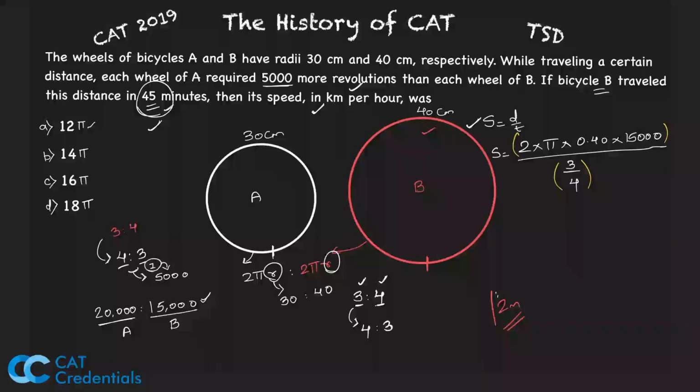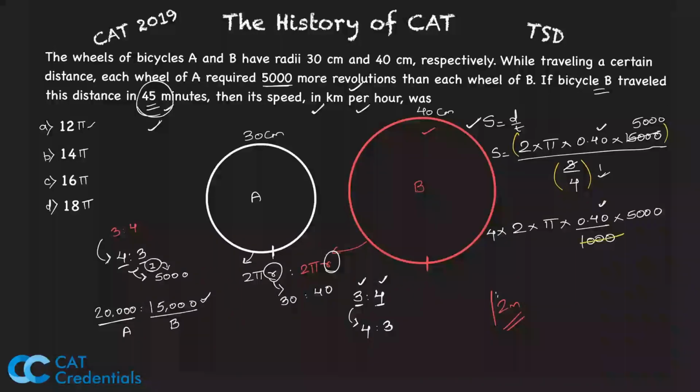Since time is now in hour, the distance is required to be in kilometer. This is in meter, so I'll convert this to kilometer. I'll write this as 2 into pi into 0.40. Let's cut this now. 3 fives are 5000, so into 5000. This whole thing comes at the top with 4 in the denominator, and this is divided by 1000. Why? Because this is in meter, I convert this to kilometer, so I divide by 1000.